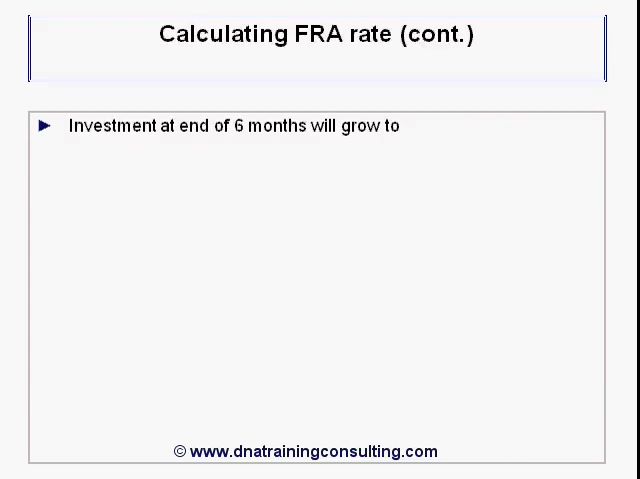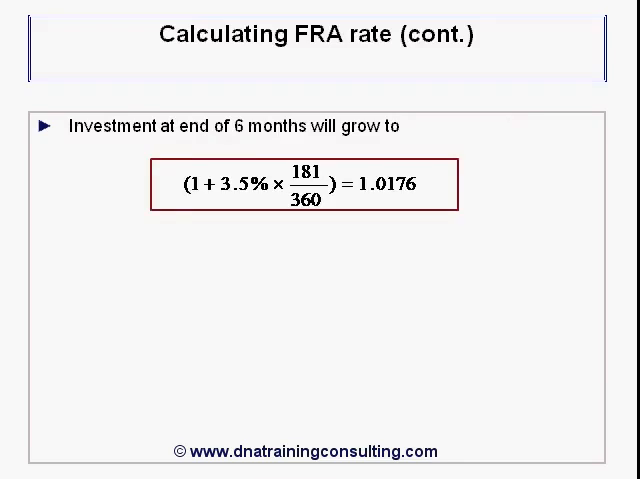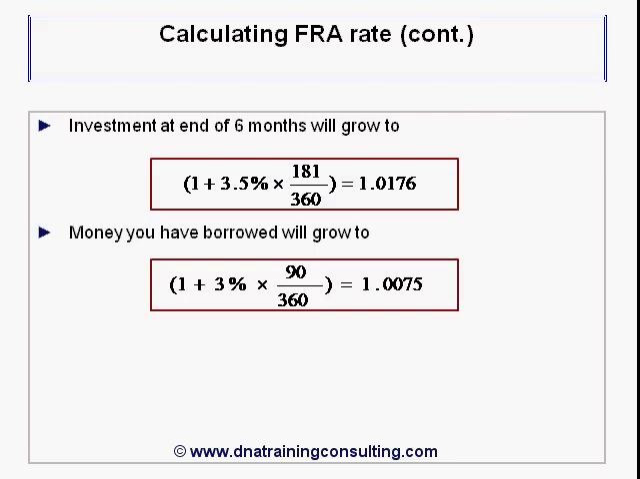Your investment at the end of 6 months will grow to 1 plus the 6-month interest rate times the actual number of days over 360, i.e. 1.0176, rounded to 4 decimals. The money you have borrowed will grow to 1 plus 3% times the 90 actual days over 360, i.e. 1.0075, at the end of the first 3 months.